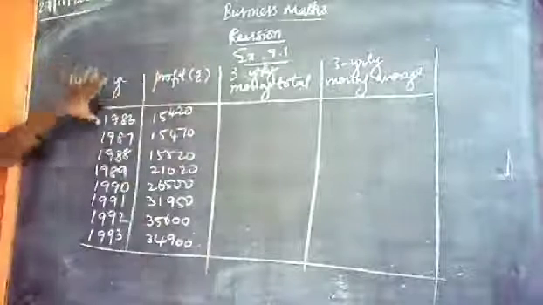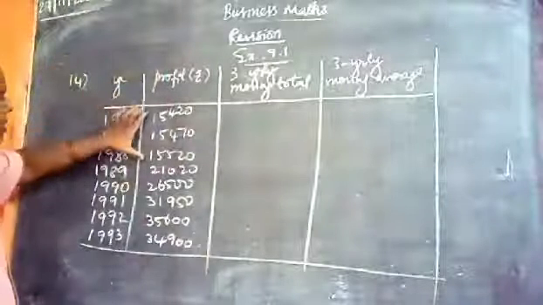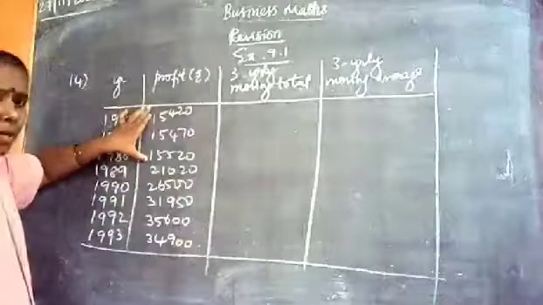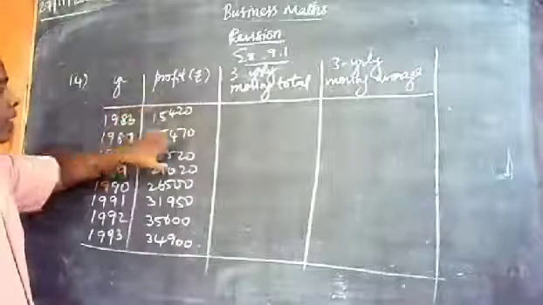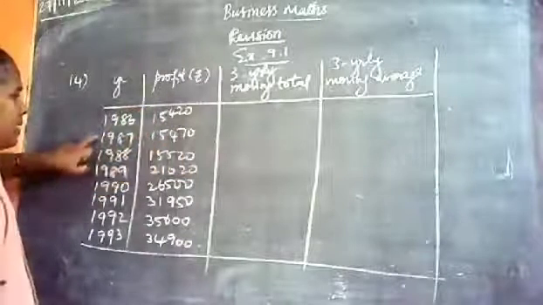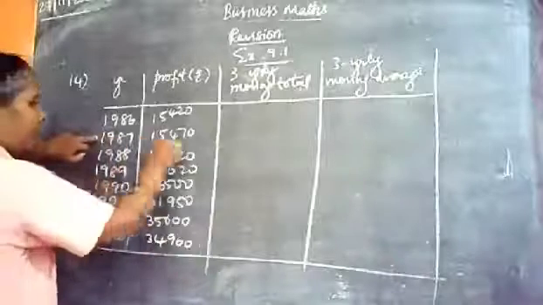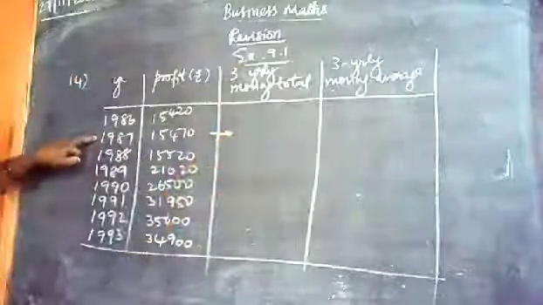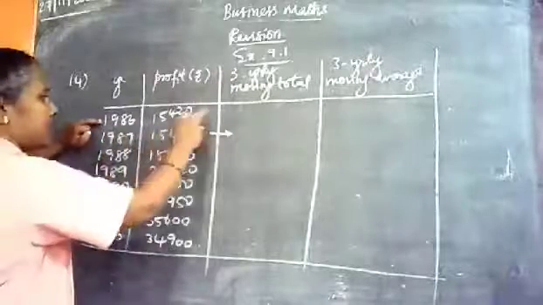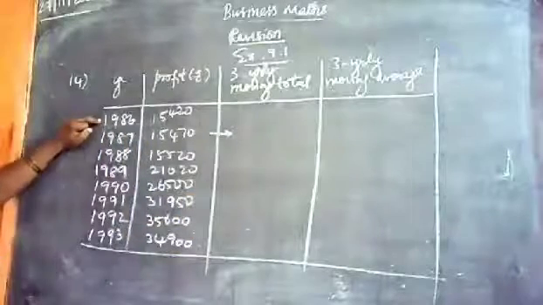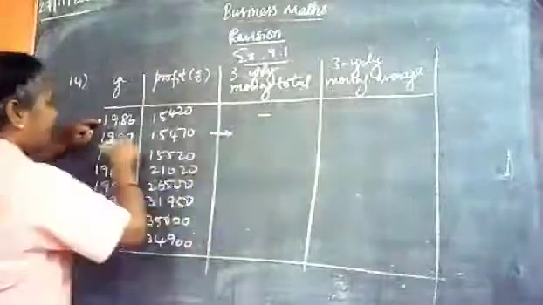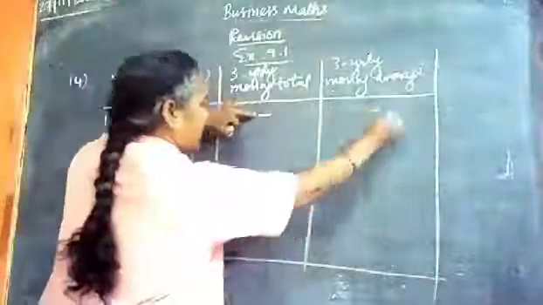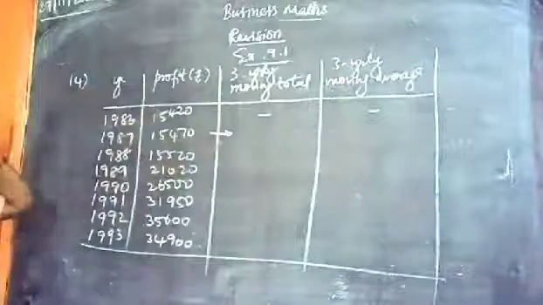For 3 yearly moving average, first you take the first 3 profits. Out of 3 values, you should select the middle value. The middle value's corresponding year is 1987. So along 1987 only, you are going to give your solution. Give an arrow mark like this. For 1986 we will not get any answer, so you should put a dash here, and here also we won't get any answer. That's it. Now we are going to write a solution for this.